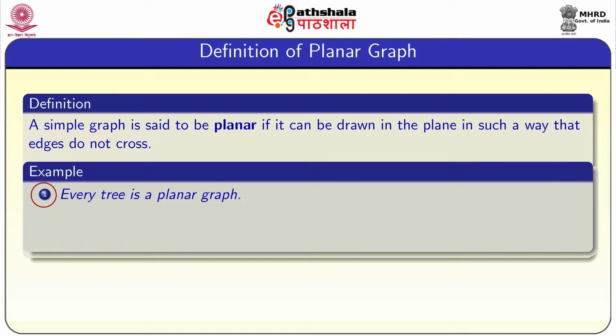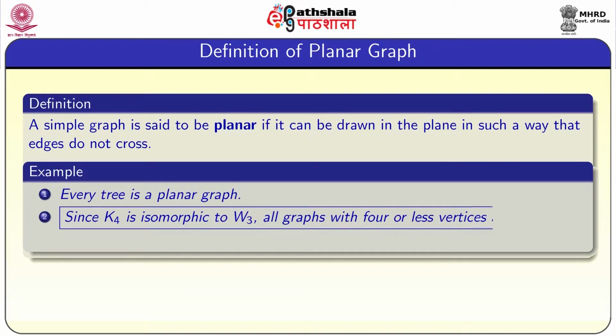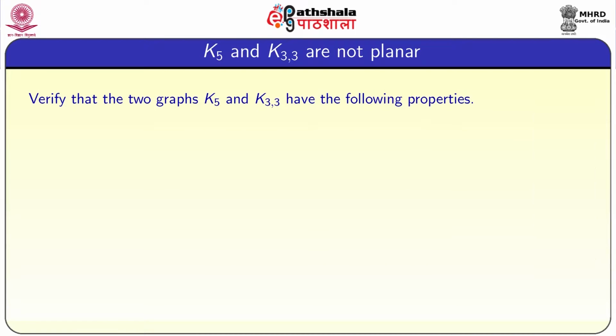Every tree is a planar graph. Since K4 is isomorphic to W3, all graphs with 4 or fewer vertices are planar. Cycle graphs and wheel graphs are also planar. So now we will show that K5 and K33 are not planar graphs. We will show that K5 and K33 are not planar after a while, but at this moment we will assume they are not planar and see different properties of K5 and K33.